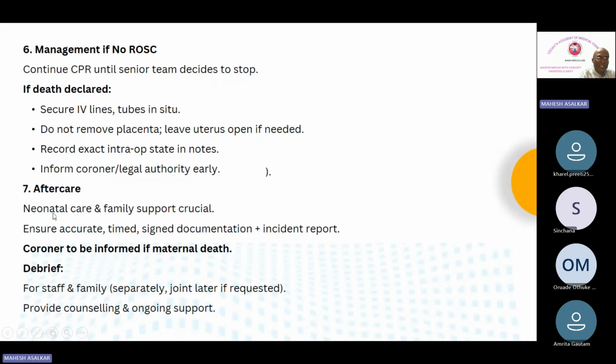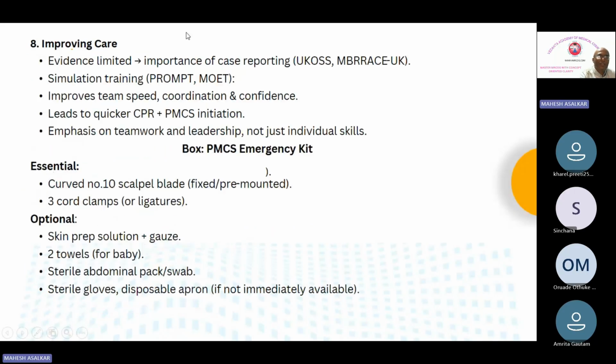Aftercare, neonatal care, and family support are crucial. Then who is to be informed? The coroner is to be informed in cases of maternal death. Then you need to carry out debriefing. So these are the steps. Then we need to improve the care by various means.